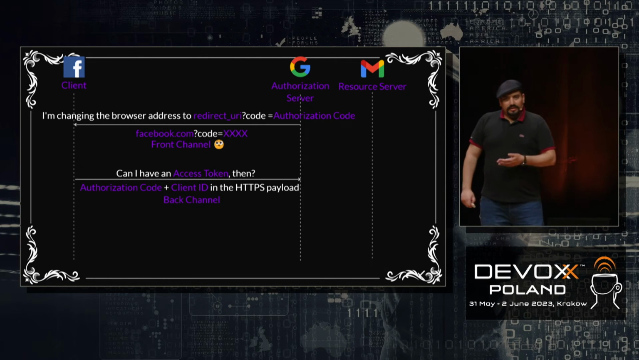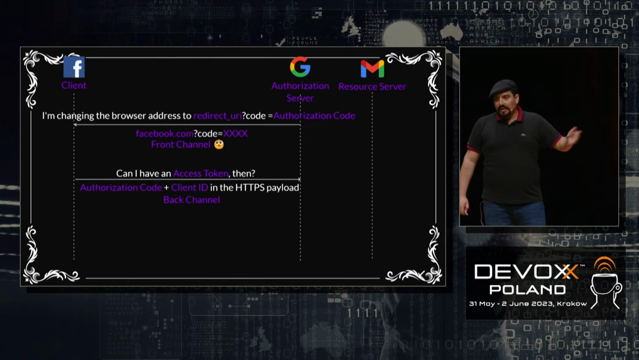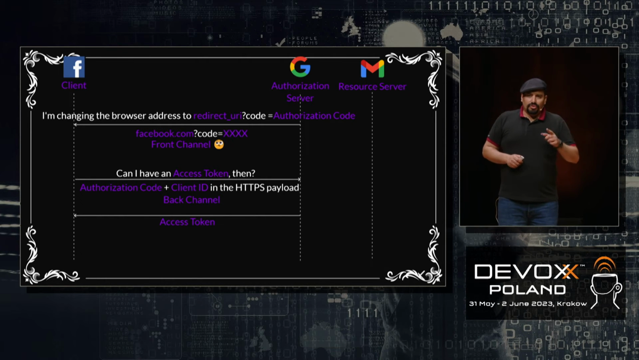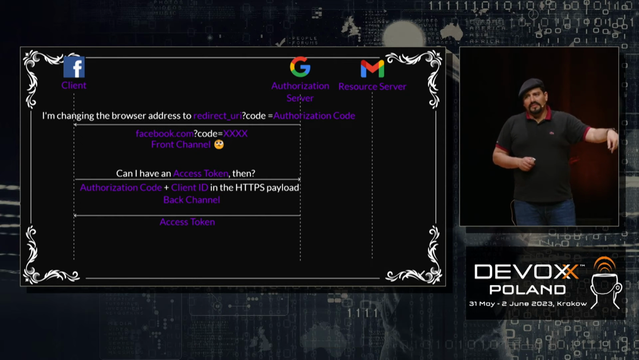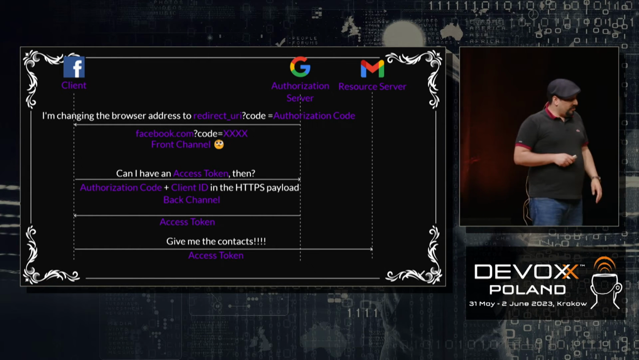So in the back channel, Google will receive the authorization code with the client ID of Facebook, and in exchange of that, he will give back the access token. He's sure that this is Facebook that has received the access token. And with that, Facebook will be able to retrieve your resources.